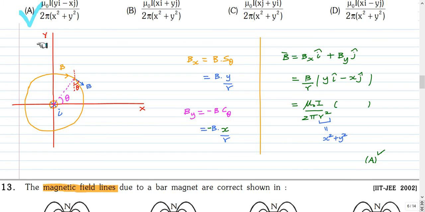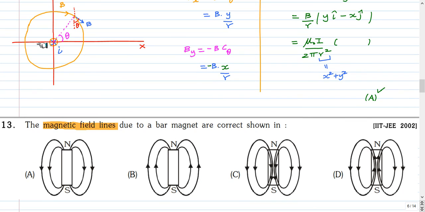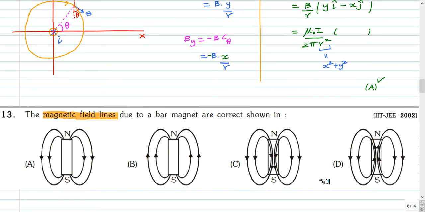Let's move to the next question. The magnetic field lines due to a bar magnet are correctly shown in which of the 4 options given? You have to pick the correct representation of magnetic field lines. The magnetic field lines start from the north pole to the south pole, and the magnetic field lines form a closed loop. So inside the magnet, the magnetic field lines have to flow from south to north. So the correct option is option D.